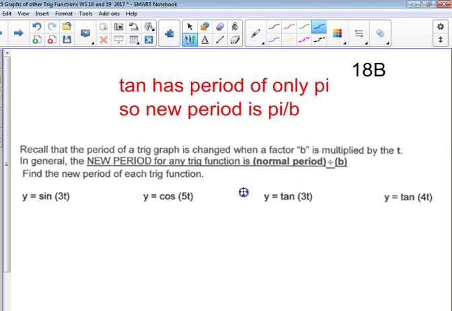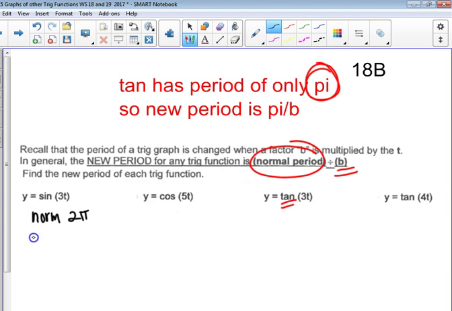All right, I know I'm all over the place, but can you look real quick at the top of 18b? I desperately need to retype this whole note for today. But remember, tangent has a period only of pi. So when it says the new period for any trig function with a different b value is the normal period divided by the b, we have to be careful when it's tangent because normal is not 2 pi. If I backed up and talked about a sine graph, the normal period is 2 pi. So this one will have a b value of 3. So the new period is what?